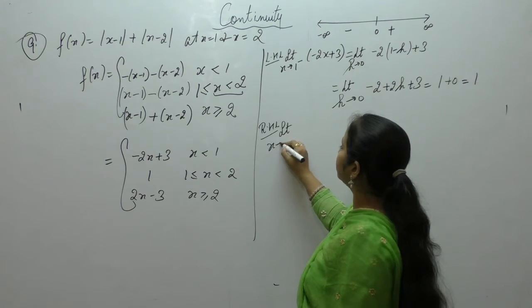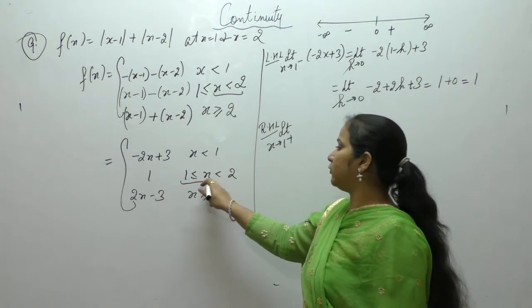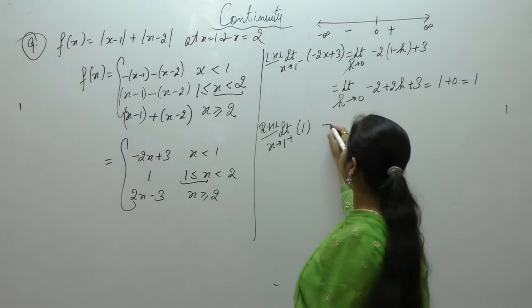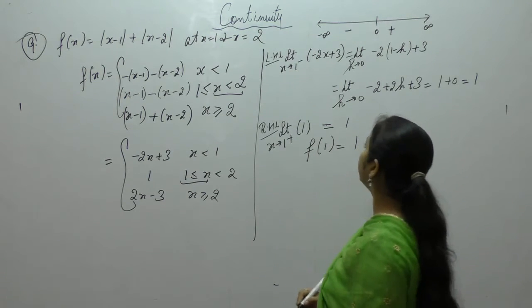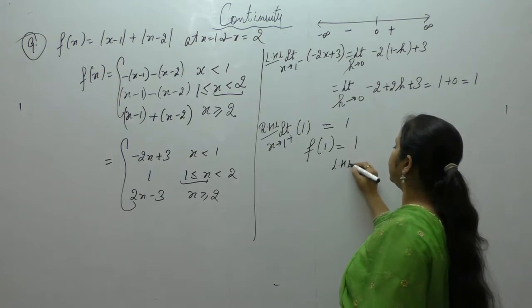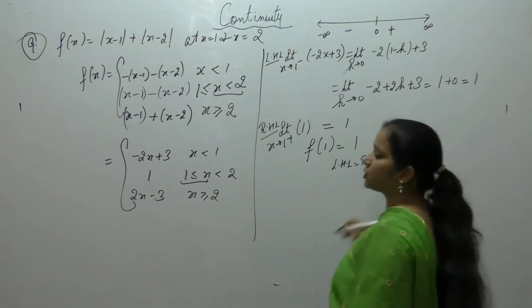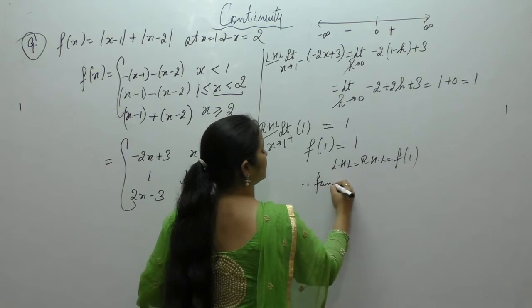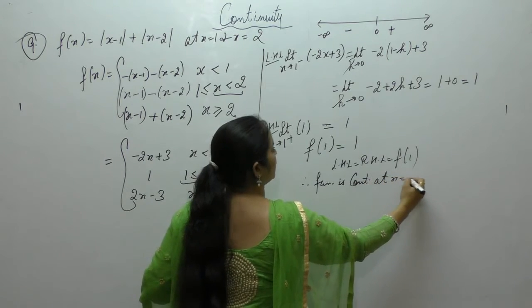Limit x tends to 1 positive, when x is greater than or equal to 1, what is the value of the function? It is 1. So the right hand limit is 1 and the value of the function at 1 is also 1. Now left hand limit is equal to right hand limit is equal to value of function at that point. Therefore the function is continuous at x is equal to 1.